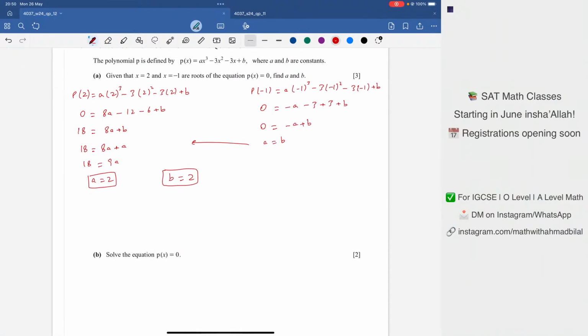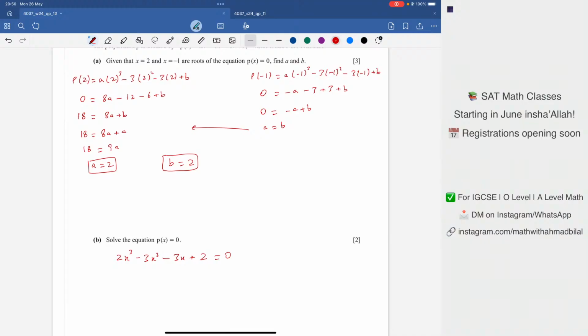We already have the values of a and b. So that equation now is 2x cubed minus 3x squared minus 3x plus 2 equal to 0. Now we already have two factors of this equation.